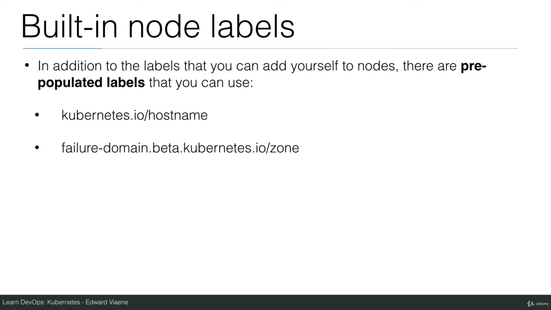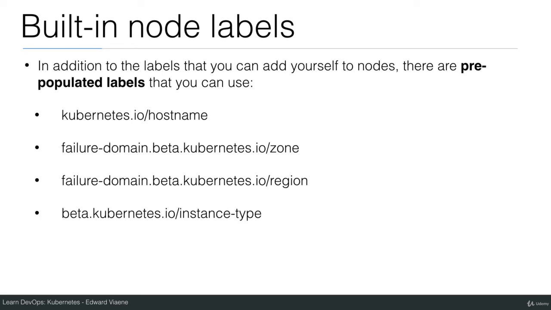The zone is cloud dependent. If you're on AWS, then the zone can be eu-west-1a, for example. The region, also cloud dependent, can be eu-west-1, us-east, us-west, and so on. The instance type, for example, t2.micro, the operating system, and the architecture. So depending on where you deploy, these can all have different values. But nevertheless, these are labels that you might want to use for your decision making.